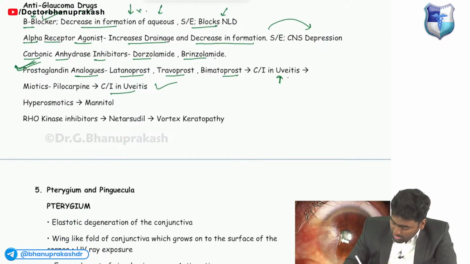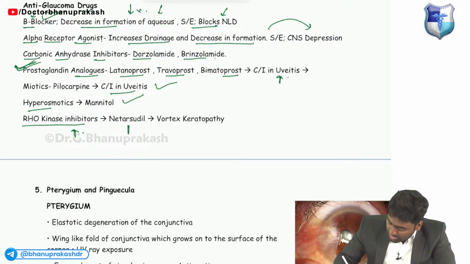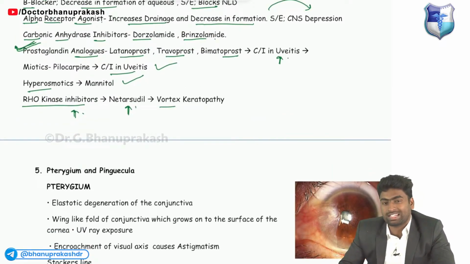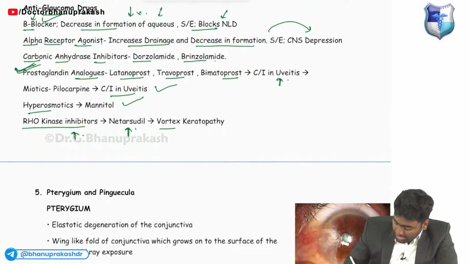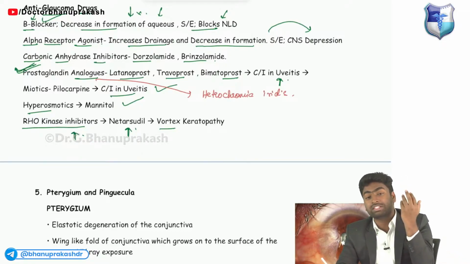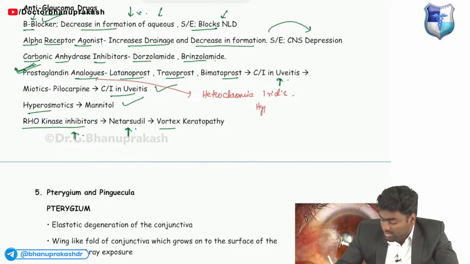And hyperosmotics like mannitol we can use. Recently, rho kinase inhibitors like netarsudil are getting popularity, and they can lead to a condition known as vortex keratopathy. So vortex keratopathy is a side effect of rho kinase inhibitors. Prostaglandin analogues can lead to a side effect known as heterochromia iridis. It causes different color of the iris, and also it causes hypertrichosis over the eyelashes.